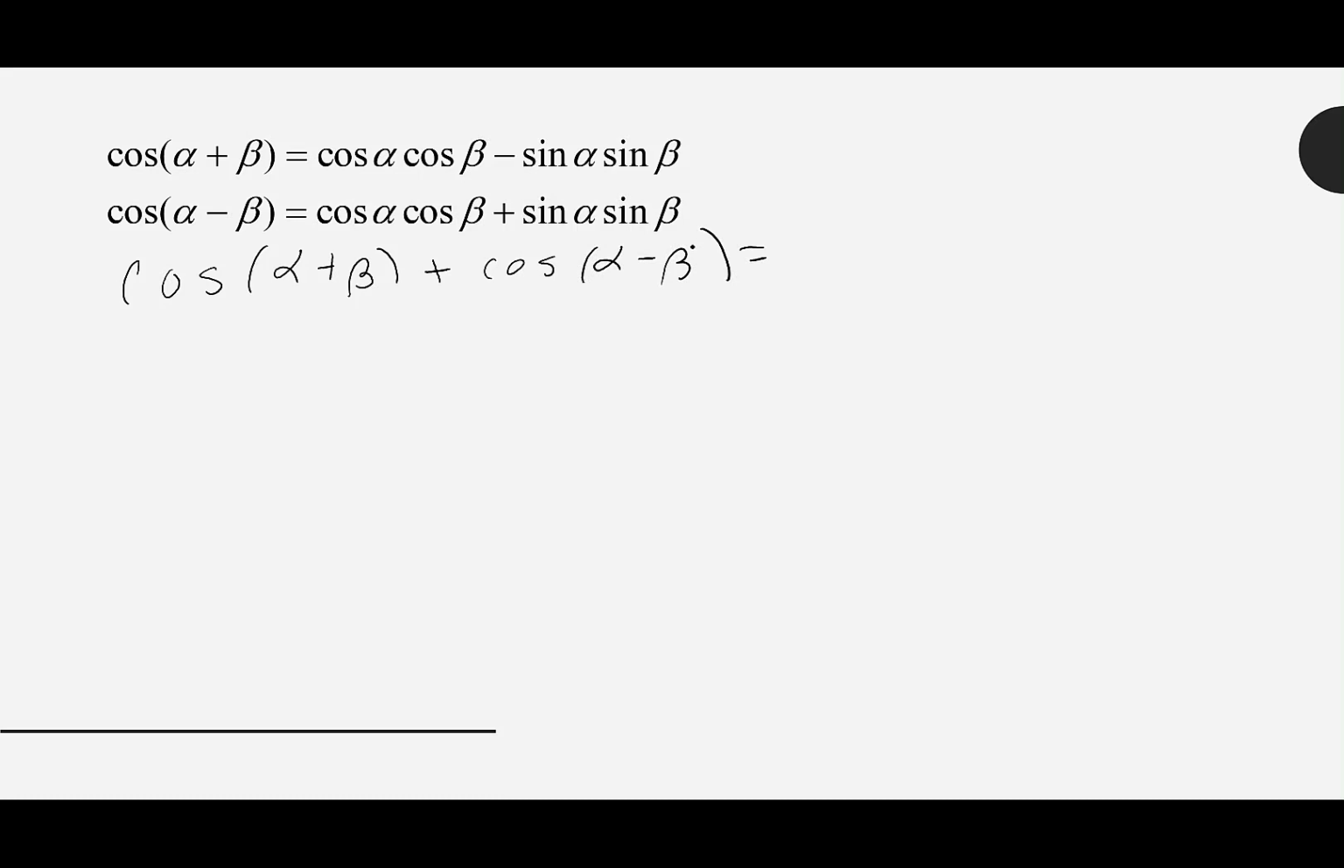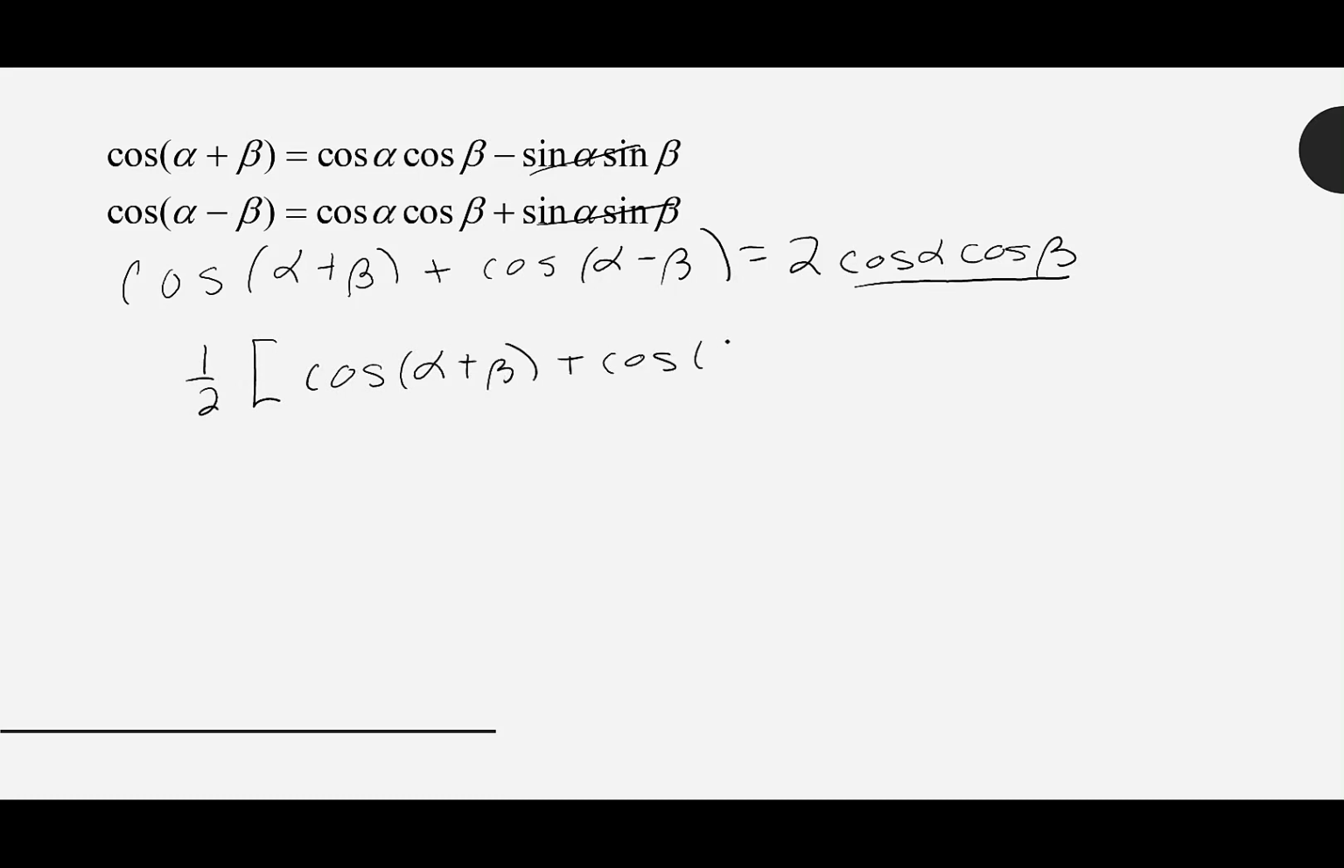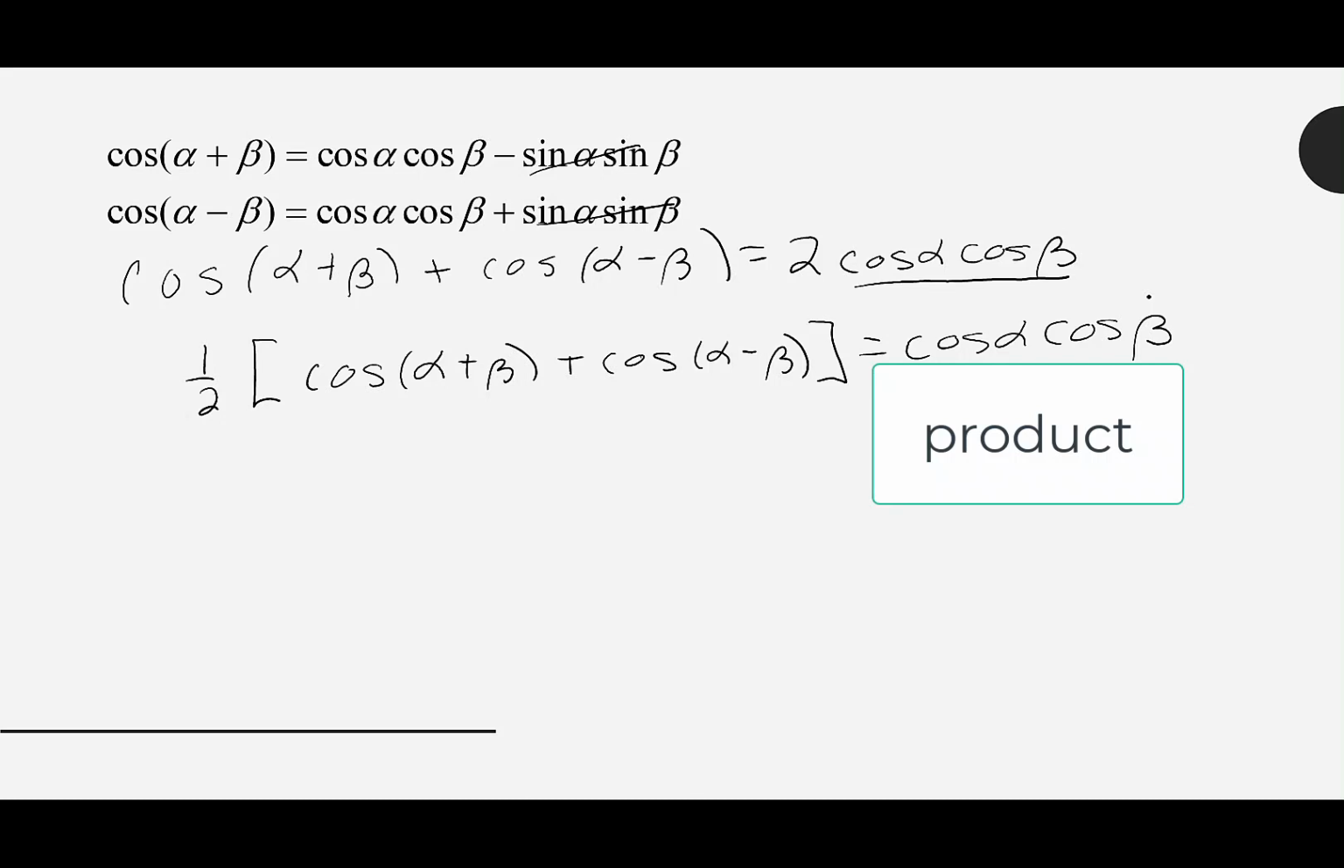Then cosine alpha cosine beta is in both of the equations, so when I add that, I have 2 times the cosine of alpha times the cosine of beta. The negative sine alpha sine beta is going to cancel with the positive sine alpha sine beta. I'm trying to isolate the cosine alpha cosine beta to get my product, so I need to multiply both sides of the equation by a half. This gives me a half times cosine of alpha plus beta plus the cosine of alpha minus beta. That will be equal to cosine alpha cosine beta. This shows us how to write the product of two cosine angles as a sum.